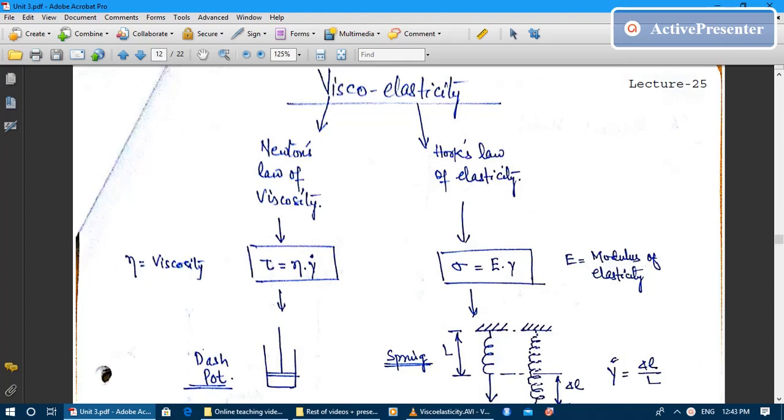Welcome to 25th lecture of course Polymer Science and Technology. In today's lecture we will see the viscoelasticity. In the term viscoelasticity you can see it is made up of two terms, visco and elasticity.